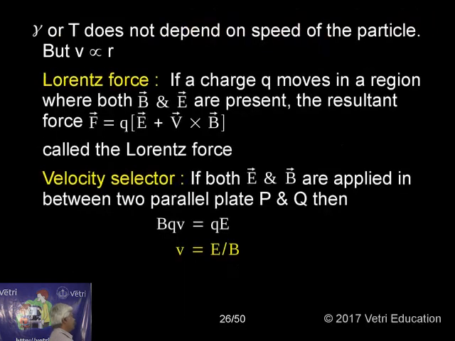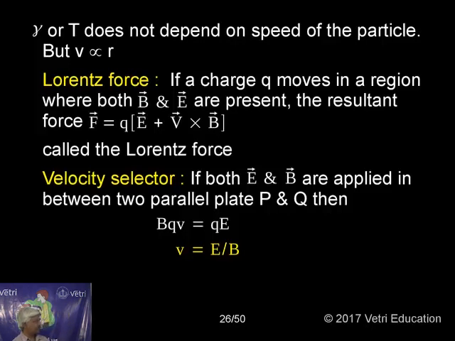We least bother about the velocity, but the velocity depends upon the radius. From the previous v by r equal to Bq by m, r is equal to something. Therefore, what does it mean? The larger the radius, or the more the speed of the particle, it attains a larger radius. A bigger circle means the particle is moving with more velocity.